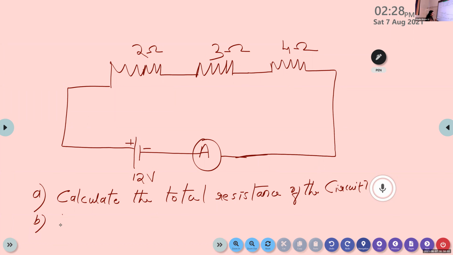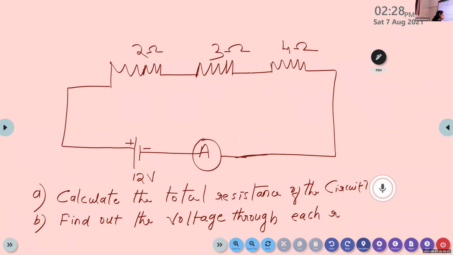Then find out the voltage through each resistor. Now one more question. Find the value of current through the circuit.